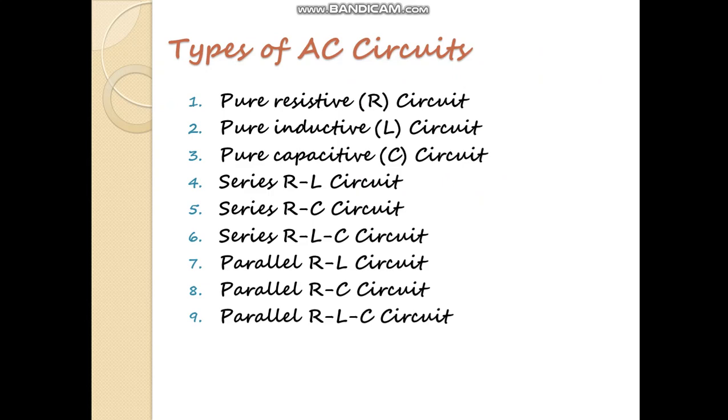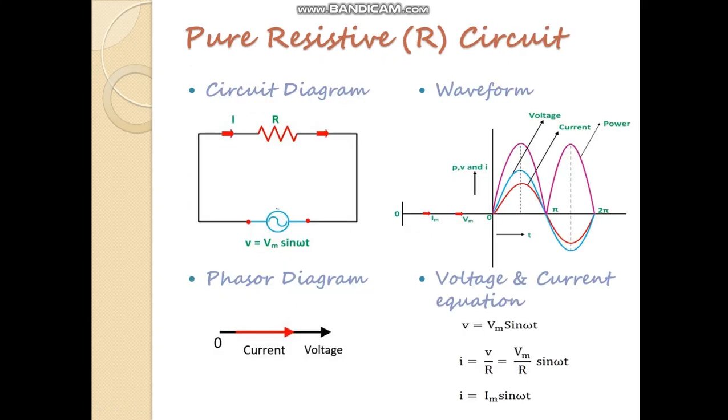These all are the types of AC circuits: pure resistive circuit, pure inductive circuit, pure capacitive circuit, series RL circuit, series RC circuit, series RLC circuit. Then three types of parallel circuit, that is parallel RL circuit, parallel RC circuit and parallel RLC circuit. Now we will see them one by one, or we will see the behavior of that particular circuit. So first is the pure resistive circuit.